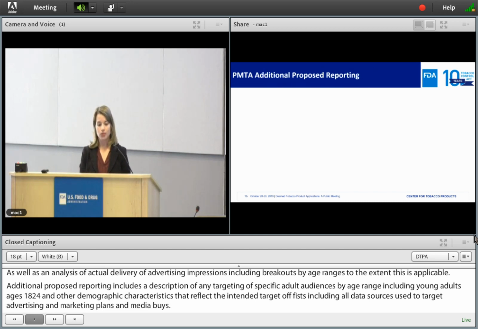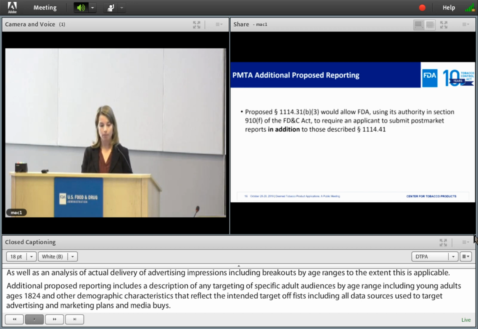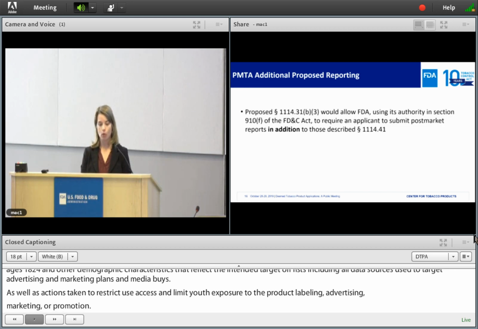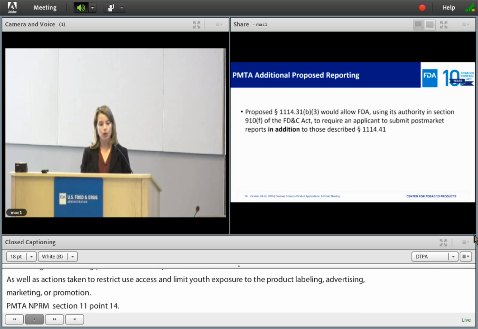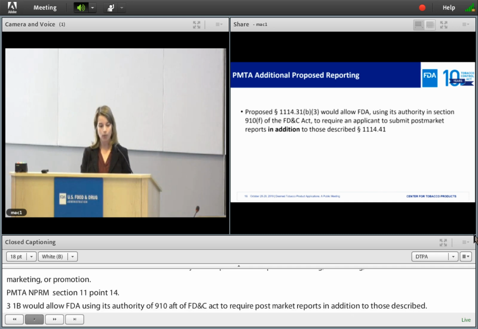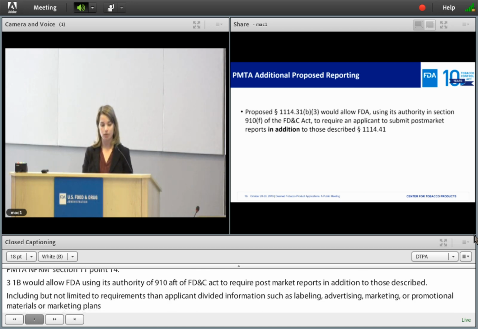PMTA and PRM proposed section 1114.31(b) would allow FDA, using its authority under section 910(f) of the FD&C Act, to require an applicant to submit post-market reports in addition to those described in PMTA and PRM subpart D, including, but not limited to, requirements that an applicant provide information such as labeling, advertising, marketing, or promotional materials, or marketing plans not previously submitted to FDA, and to do so at least 30 days prior to the initial publication, dissemination to consumers, or use in engaging or communicating with consumers of such materials.